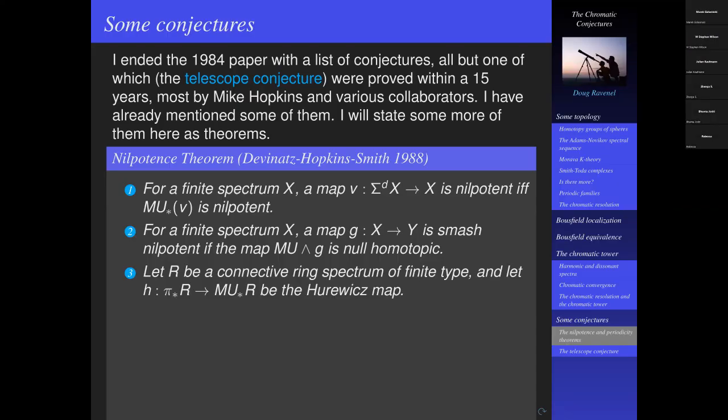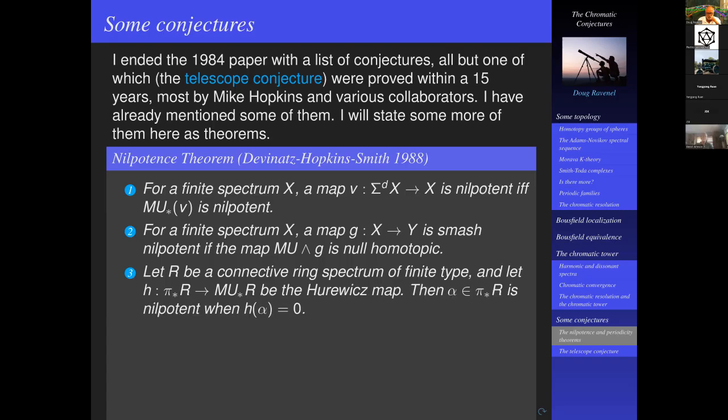And a third condition: if you have a connective ring spectrum R and you have an element in its homotopy, we have a map from the homotopy of R to the MU homology of R, then we can say that an element in the homotopy of R is nilpotent when its image in the MU homology is 0.